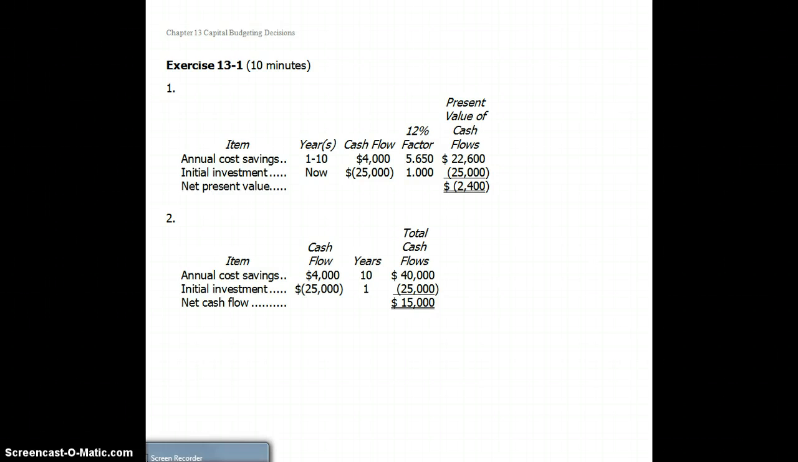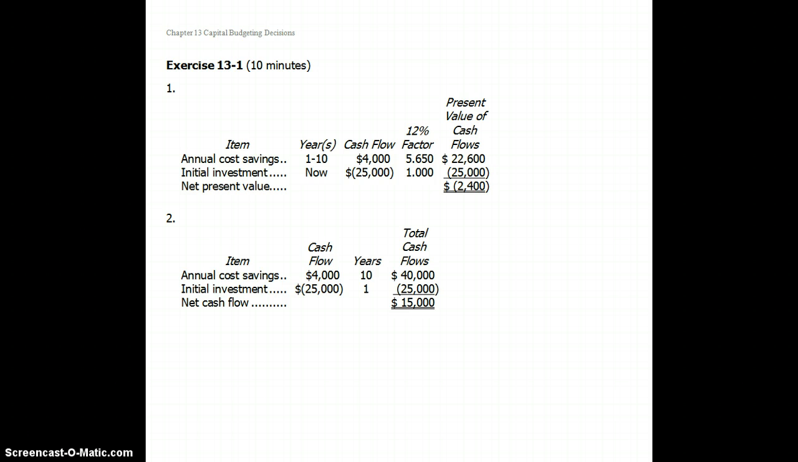We will now discuss the solution to exercise 13-1. 13-1 on page 607 wants us to use the net present value method to determine whether the investment in this particular machine is an acceptable project.